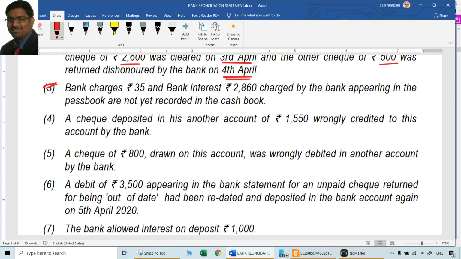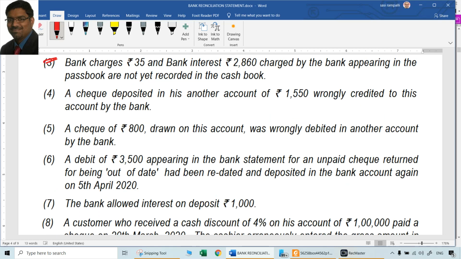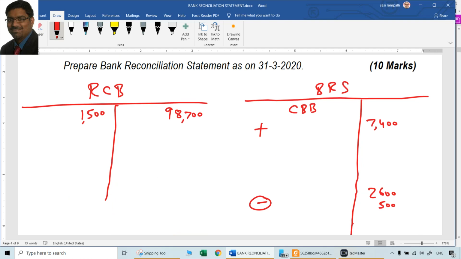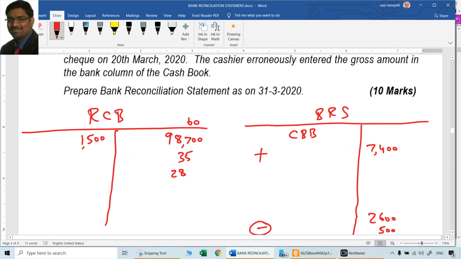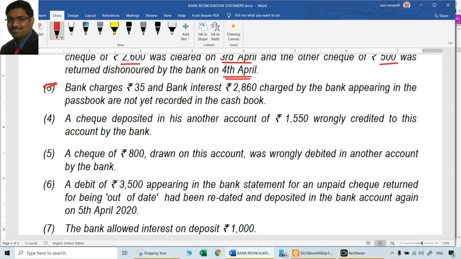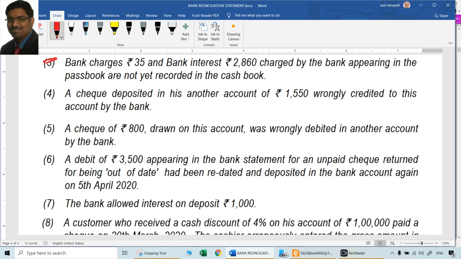Bank charges 35. Bank interest 2860 charged by the bank appearing in the passbook, not yet recorded in the cash book. Now we can record because anyway we are preparing revised cash book. So 35, 2860. Both are charged by the bank. So that means both are withdrawals. 35, 2860. Both have to be credited in our cash book because they are all withdrawals. We are now just recording what is supposed to be recorded.